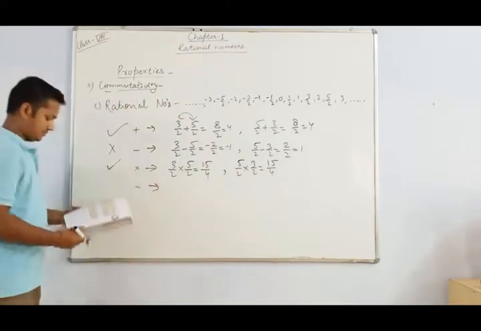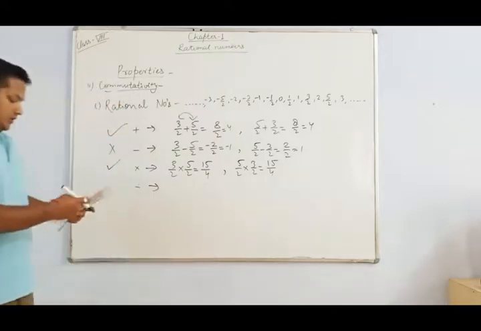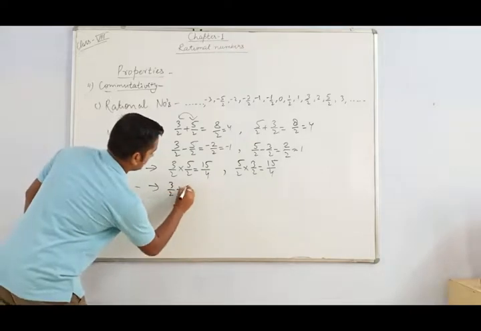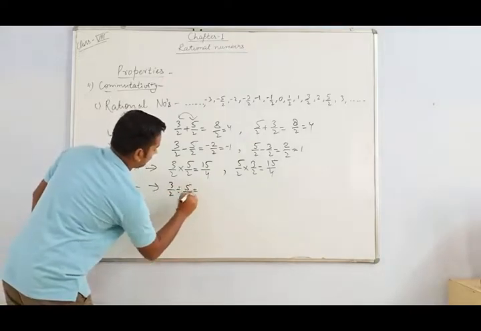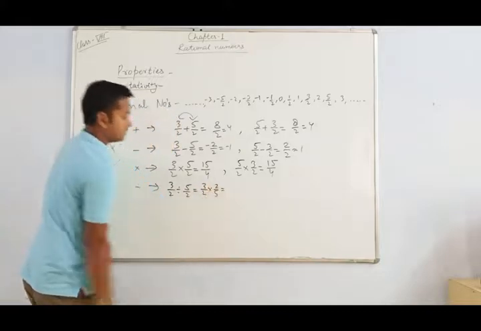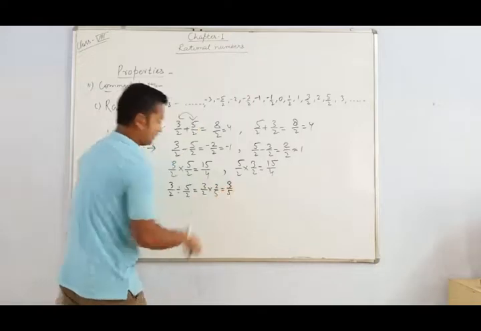Now the division. For division, we will be checking it. 3 by 2 divided by 5 by 2. What does that mean? That means 3 by 2 multiplied by 2 by 5. What will it give you? It will give you 3 upon 5.